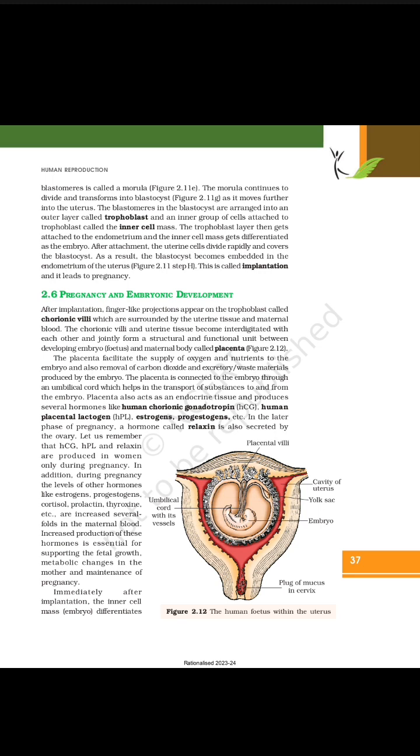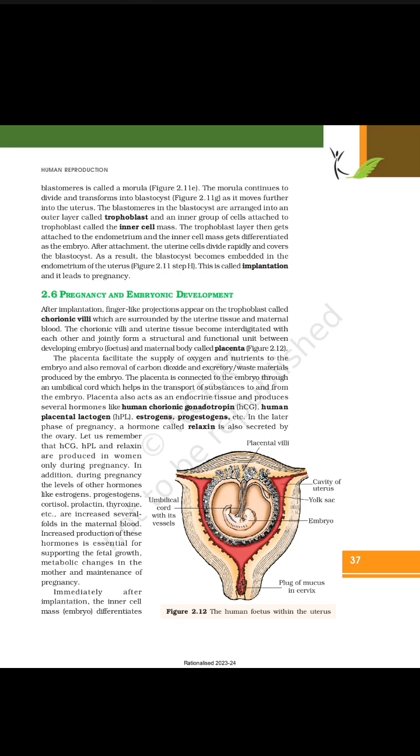The blastomeres in the blastocyst are arranged into an outer layer called trophoblast, and an inner group of cells attached to the trophoblast called the inner cell mass. The trophoblast layer then gets attached to the endometrium, and the inner cell mass gets differentiated as the embryo after attachment. The uterine cells divide rapidly and cover the blastocyst as a result. The blastocyst becomes embedded in the endometrium of the uterus. This is called implantation and leads to pregnancy.